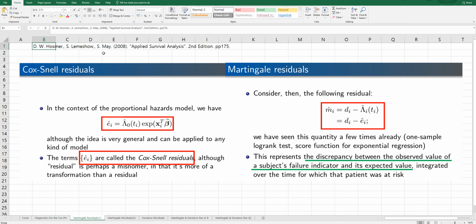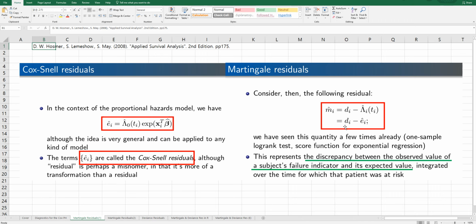According to Hosmer, Lemeshow, and May, Cox-Snell residuals can be calculated by using this formula. The first part is, as you can see, the baseline cumulative hazard. And the second part is the covariate part. So these are called Cox-Snell residuals. Actually, Martingale residual is event minus Cox-Snell residual.